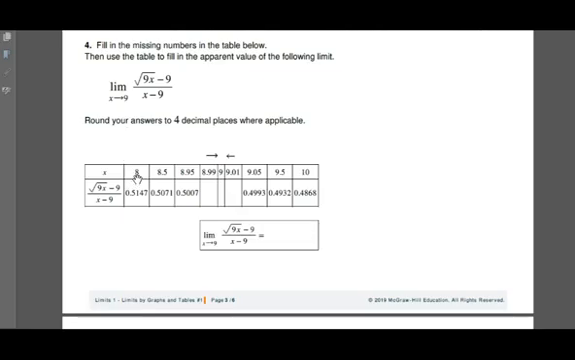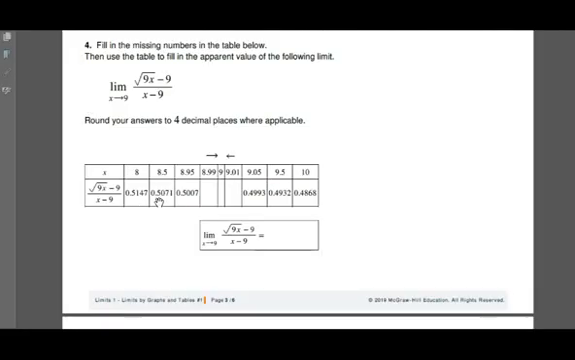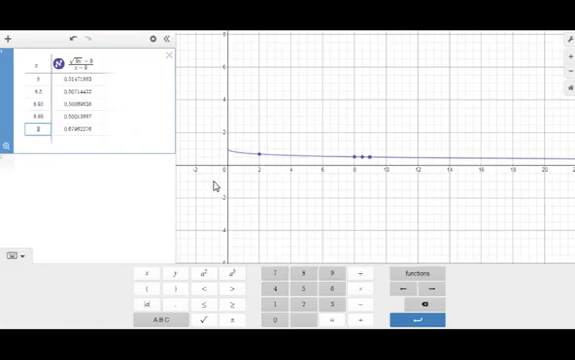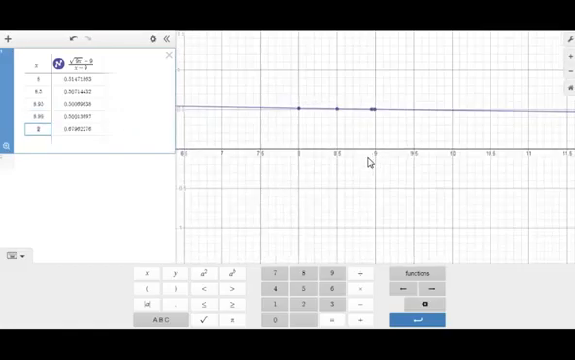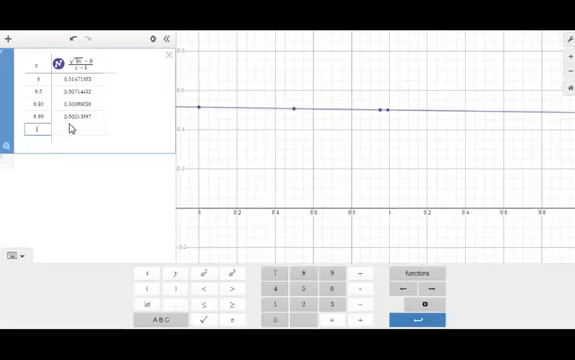And then over here on the left hand side we can plug in those values. I'm going to plug in 8, then 8.5, then 8.95, just to verify that the formula that I typed in is a match for this formula right here, and it is. So I'll plug in 8.99. I can zoom in a little bit here. There's 8.99. Looks like 0.5001. I can plug in 9. There we go. Yep, it's undefined.